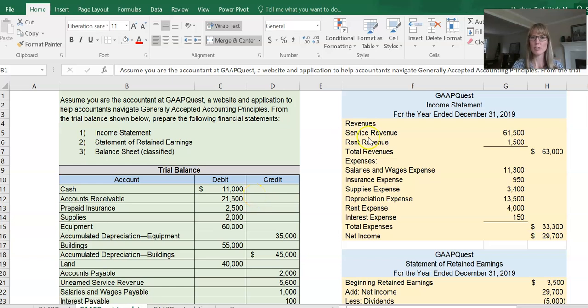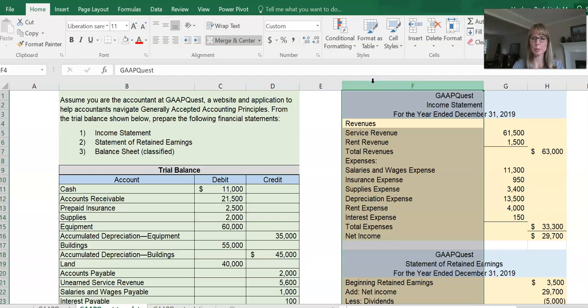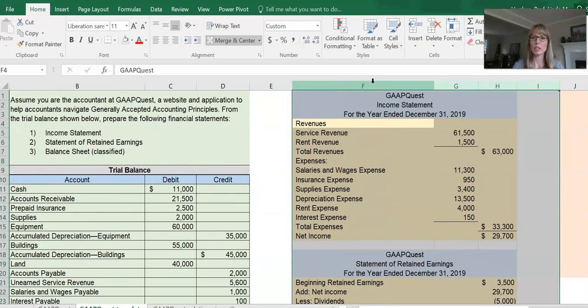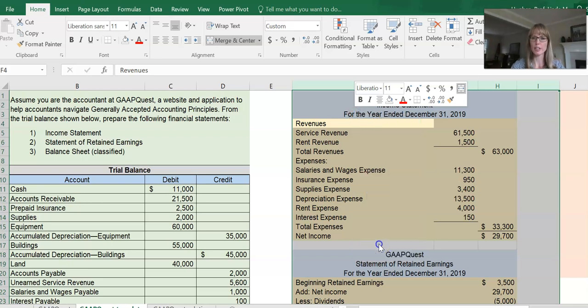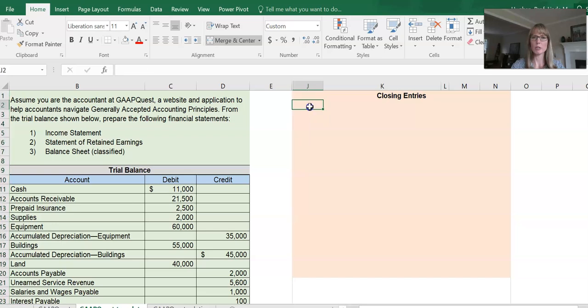After the financial statements have been prepared, the next step and the last step of the accounting process is to record the closing entries. Remember, in order to prepare for the next accounting period, we need to close out or have zero balances in every revenue account, every expense account, and the dividend account. So I'm going to hide my financial statements, and I'm going to record my closing entries off of the information that I have in my trial balance.